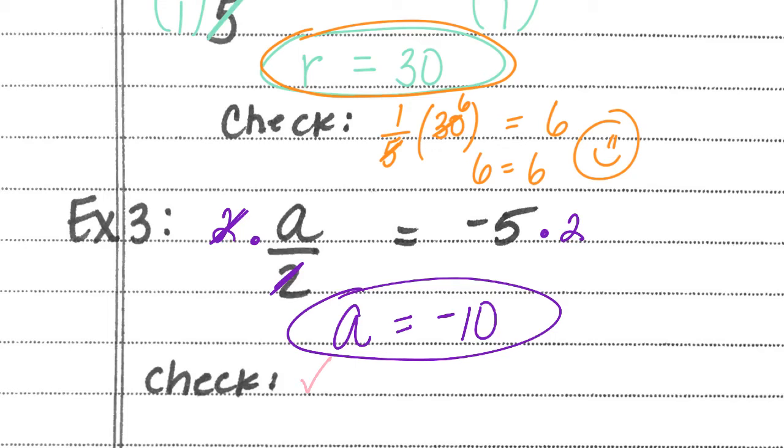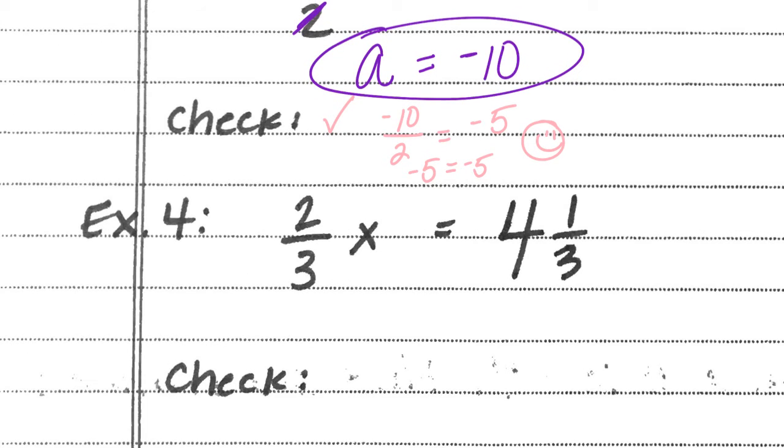So we are going to check. Instead of putting in a, I'm putting in negative 10. Is negative 10 divided by 2 equal to negative 5? Yes, it is. So a is equal to negative 10.